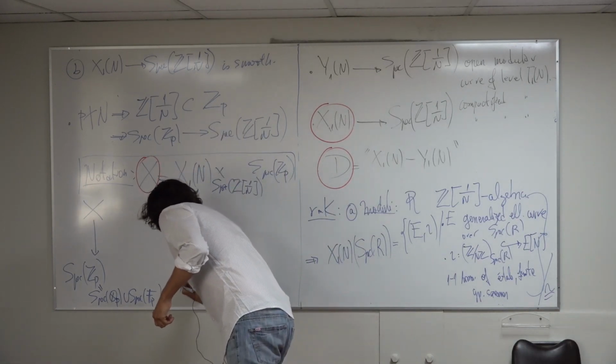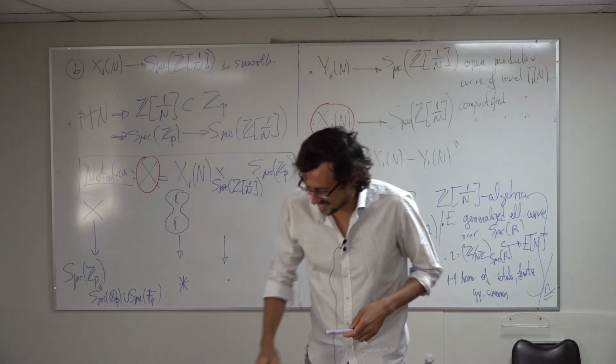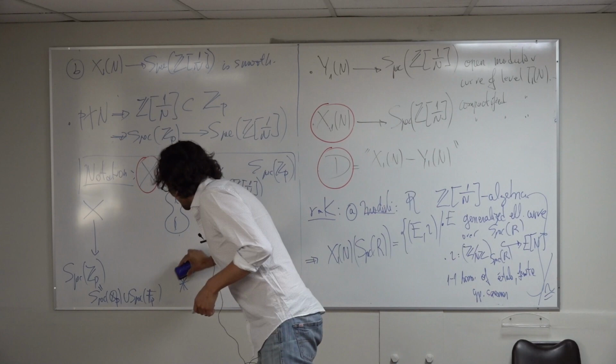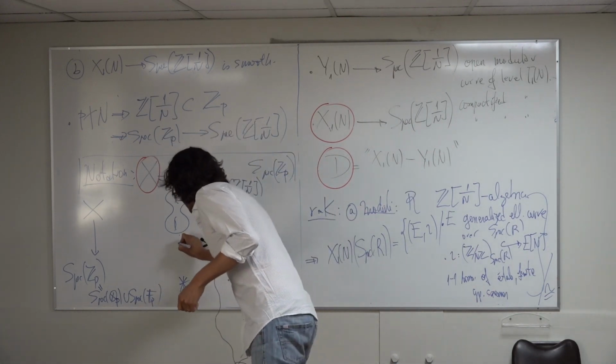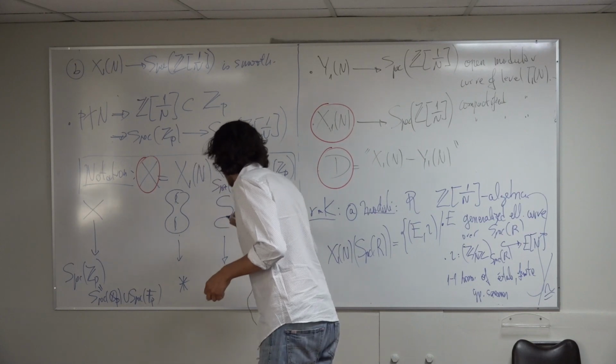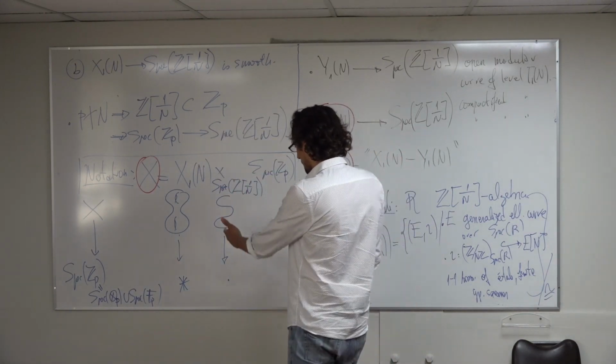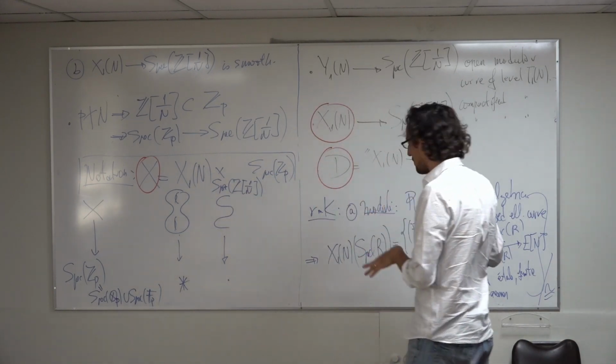Okay, this is the open. Okay, and now you need to look at the special fiber. So the special fiber will be something like that. Okay. So the special fiber is parameterized. Now you compare with this part.